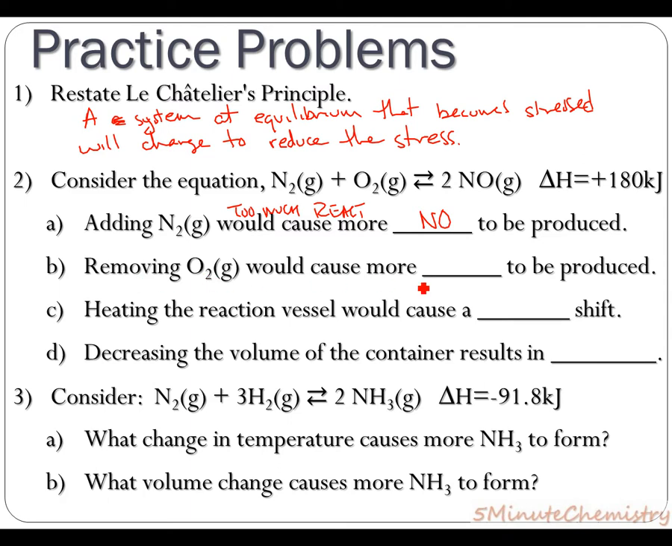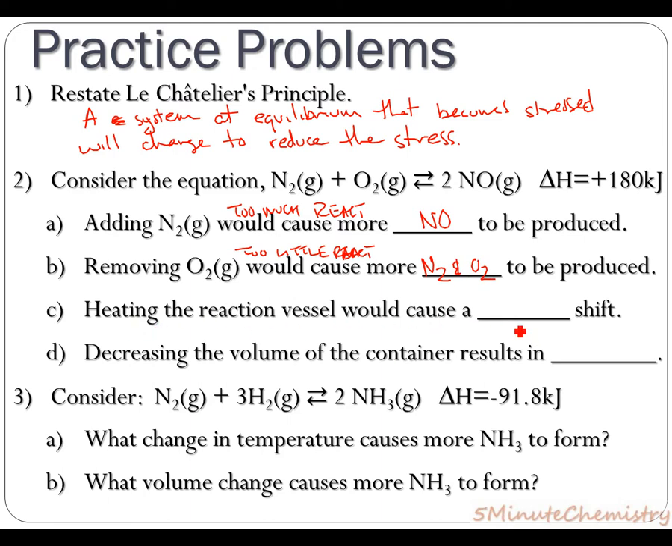Removing oxygen would cause more blank to be produced. So if I remove oxygen, the issue is now I have too little reactants. So I have too little reactants, which means I need to have a left shift. I need to make more reactants. So you could write in reactants, or it's going to form more N2 and more O2.